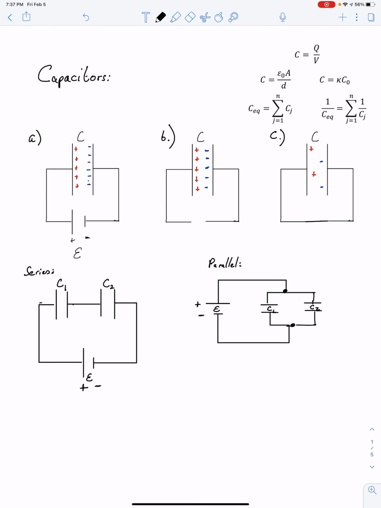Hey team, welcome. Today we're going to be talking about capacitors and RC circuits, RC standing for resistance capacitance. I wanted to highlight capacitors first because I saw there was a little bit of confusion. So let's get into it.